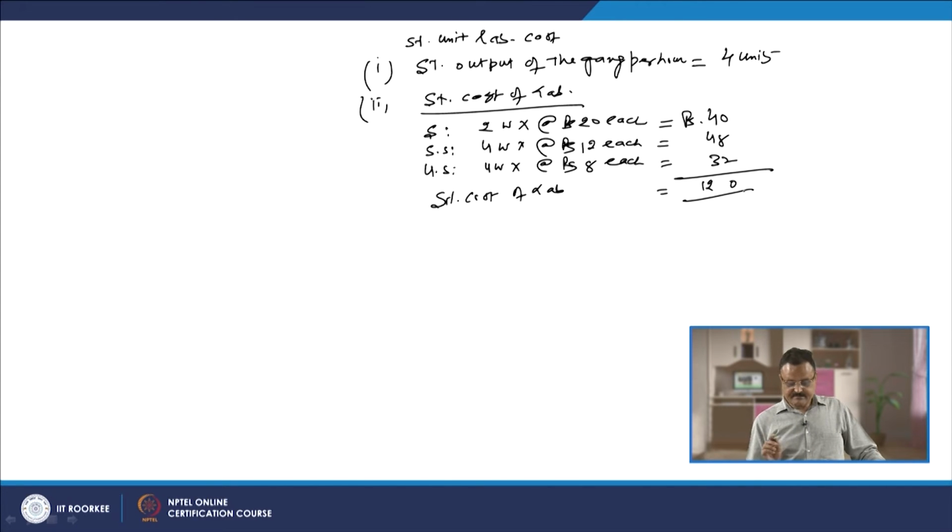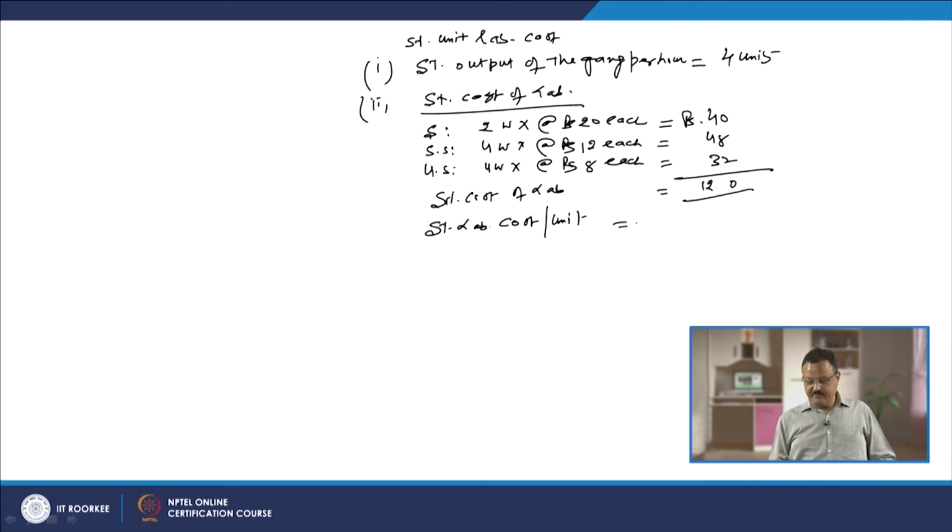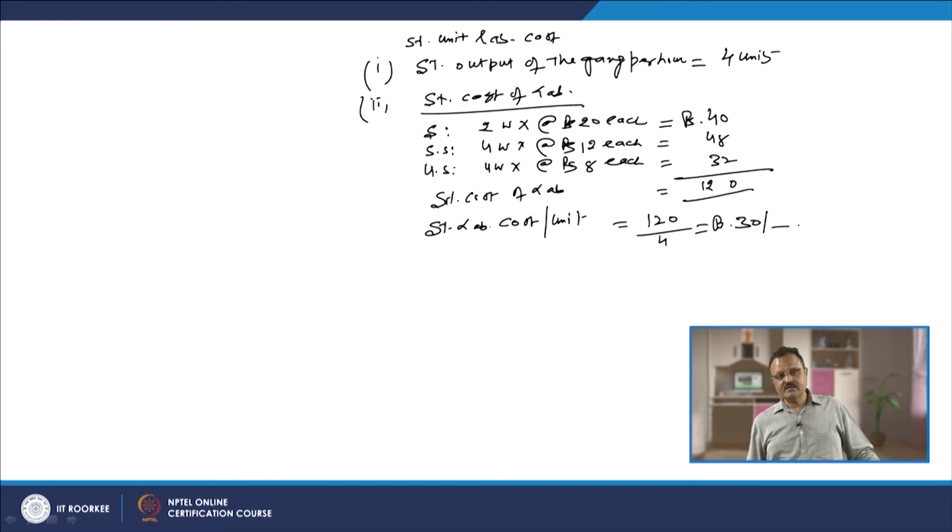So, 120. Standard cost of the labor is 120 and now the standard labor cost per unit. How many units are produced in 1 hour by the gang of the workers? It is 4. So you are dividing 120 by 4. So it means standard labor cost per unit is rupees 30. Standard unit labor cost is rupees 30.